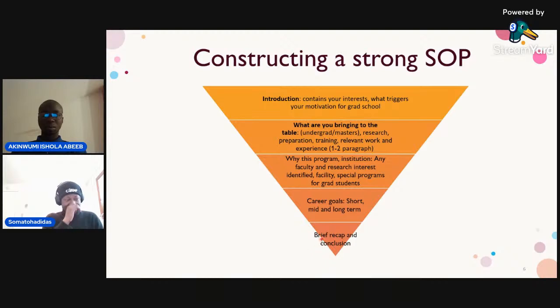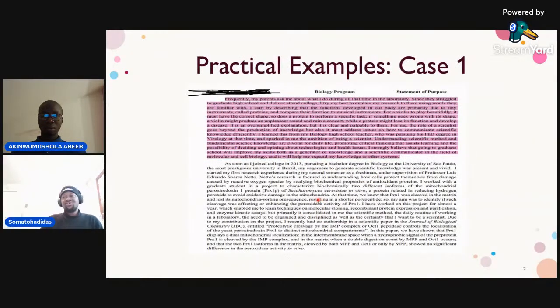And then lastly, you do a brief recap and conclude your statement of purpose. You will see from the examples I'll be giving that I've taken permission to share some of the materials from some folks. Then we look at some case studies after this, and I hope I was able to explain all these components very well. So the next one is just the case studies.